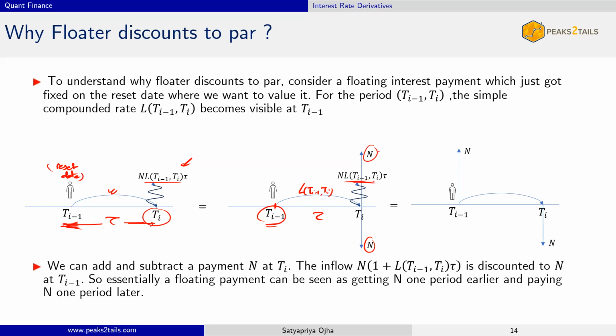Now look at the inflow. The inflow is this N plus N times L Ti minus 1 to Ti times tau. This is my inflow. L is a simply compounded spot rate. It is not continuous. Because remember, in interest coupon payments, it is always simply compounded. We never use continuous compounding when calculating coupon rates. They're always simply compounded. So L is a simply compounded rate based on which you get the coupon. If L is the simply compounded rate, how do I value this cash flow at Ti minus 1?